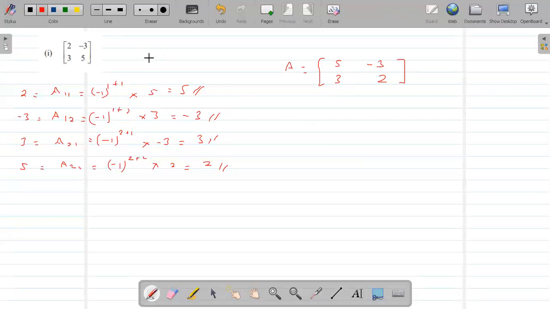Now it's asked in your question: write the adjoint of the matrix, or provide the adjoint. So how are you going to provide the adjoint? Just simply write adj of this A is equal to whatever is the row, turn it into a column. Here, whatever is a row, make it a column. So 5, minus 3, 3, 2. Understood? So this is your answer. This is your adjoint. Everybody understood how to find the adjoint?